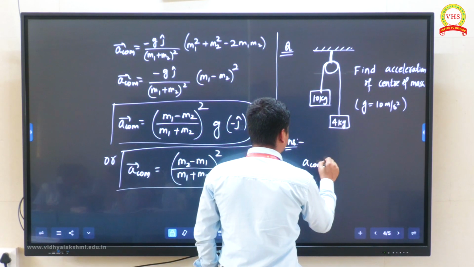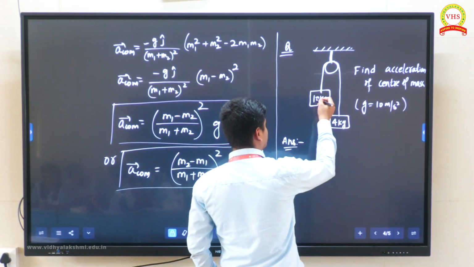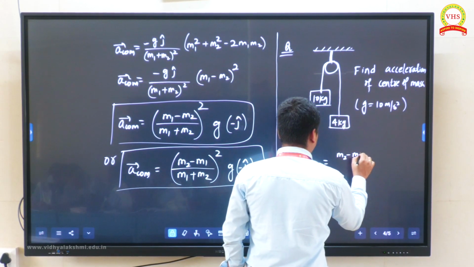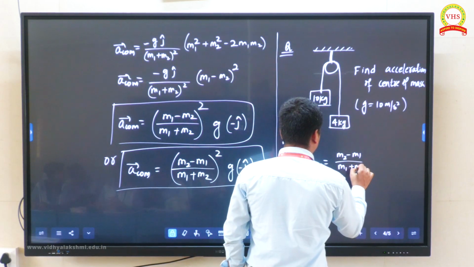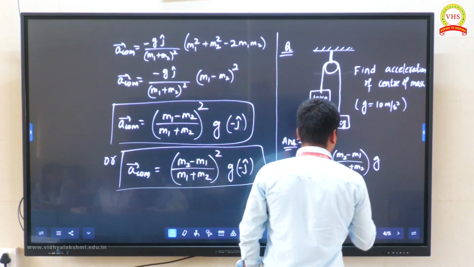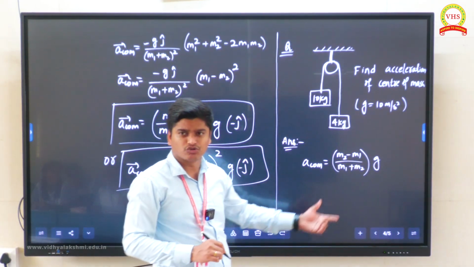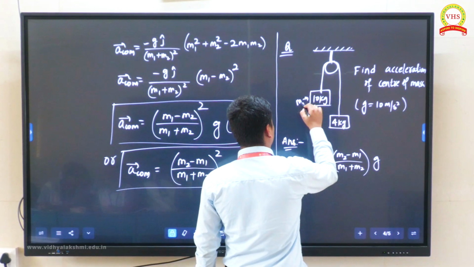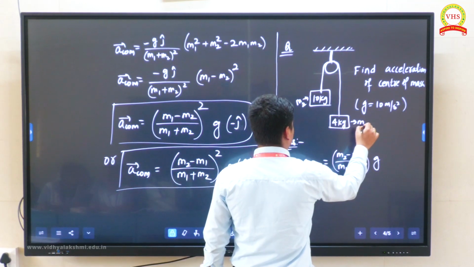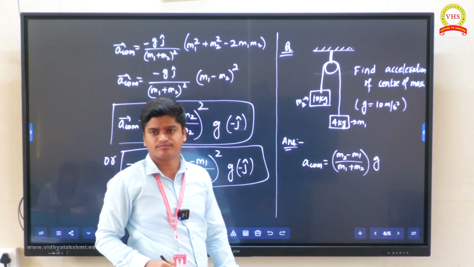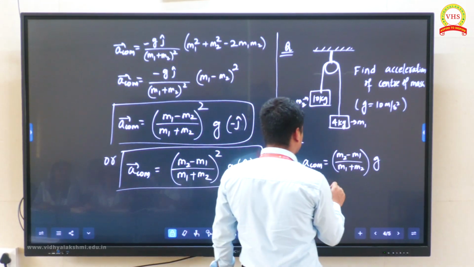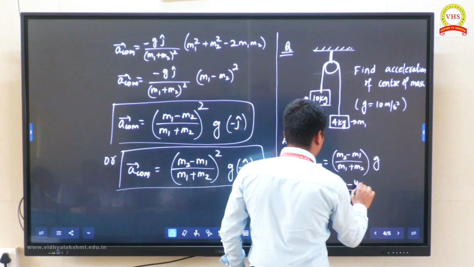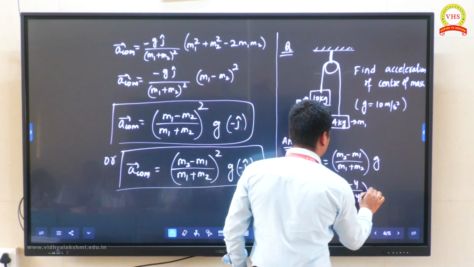Acceleration of center of mass is anything. Take this heavy mass as m2. So direct formula write: m2 minus m1 by m1 plus m2 into g. Okay. Magnitude I wrote. I consider this is m2, because this heavy mass is m2. This is m1. Now what I'll do here? 10 minus 4 by 10 plus 4 into g. G value how much? 10.